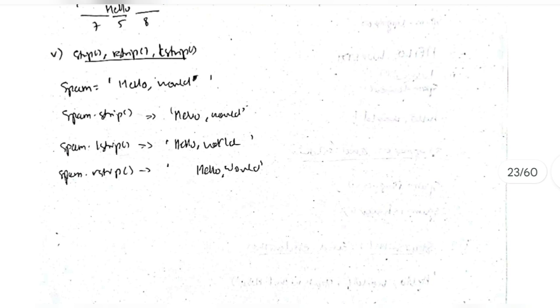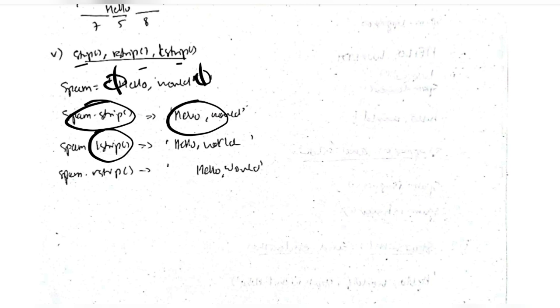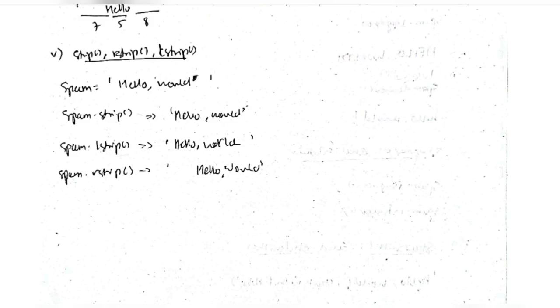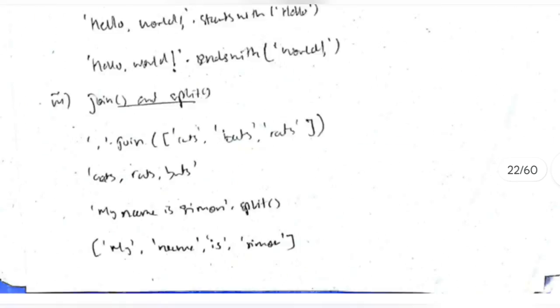Okay, and strip, rstrip, lstrip. Strip means cutting off the spaces. So spam dot strip, it will cut off the spaces from both the sides. Here you have some spaces, right, that will be cut off. Okay, lstrip means only the left part will be getting stripped, and rstrip means the right part will only be getting stripped. Okay, so that was about the module 2.